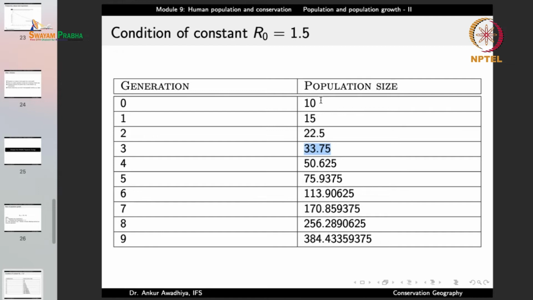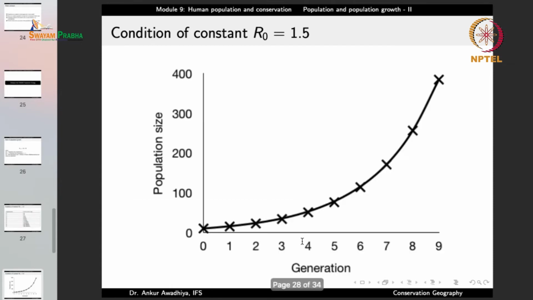So what we can see is that the population increases exponentially, as is predicted by Malthus. So 10, 15, 22, 33, 50, 75, 113, 170, 256, 384. If we plot this, this is the kind of curve that is expected. That is, the population size increases exponentially in the Malthusian theory. But then, do we actually see this in nature?